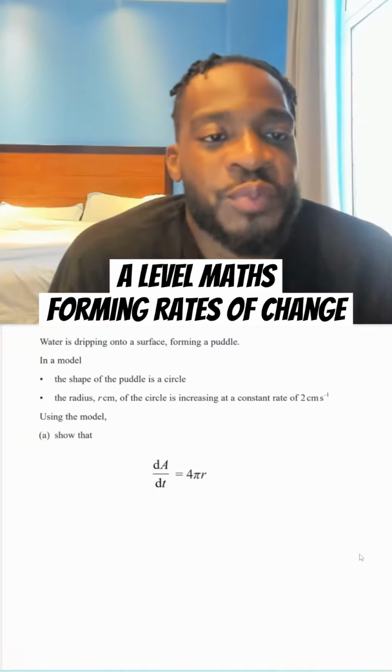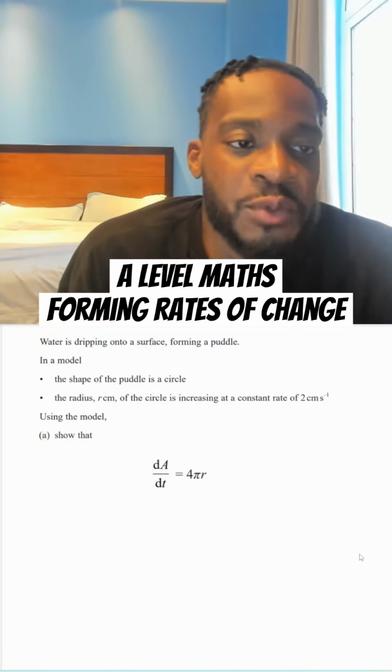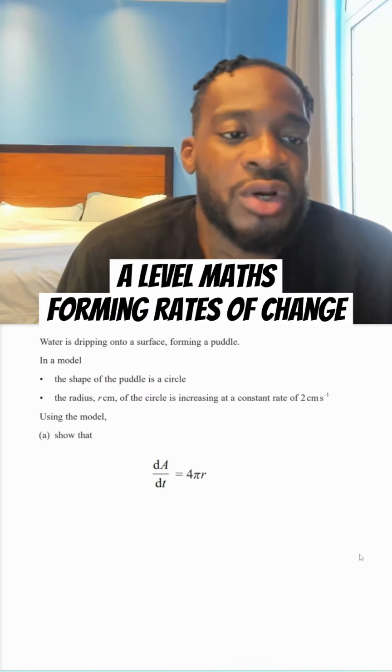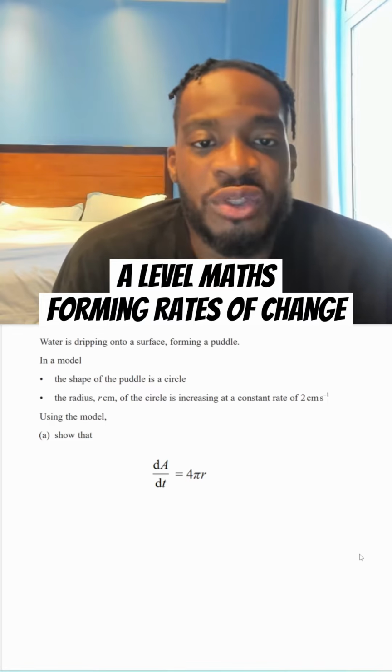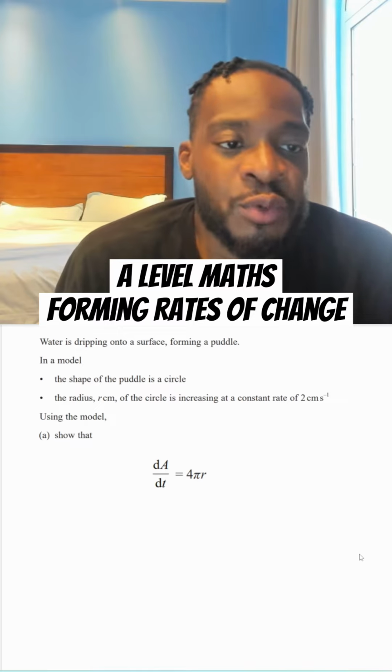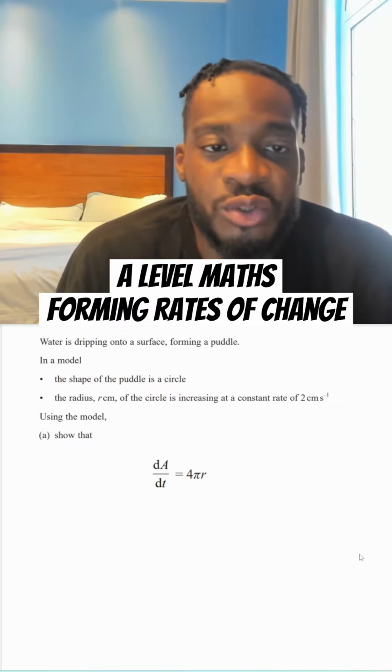Okay, so it says water is dripping onto a surface forming a puddle. In the model, the shape of the puddle is a circle. The radius r centimeters of the circle is increasing at a constant rate of 2 centimeters per second. Using the model, show that dA by dt is equal to 4 pi r.